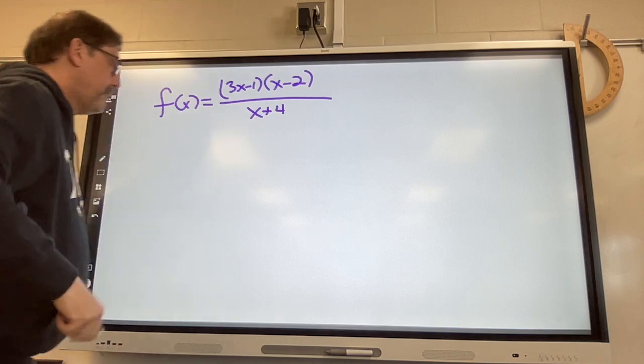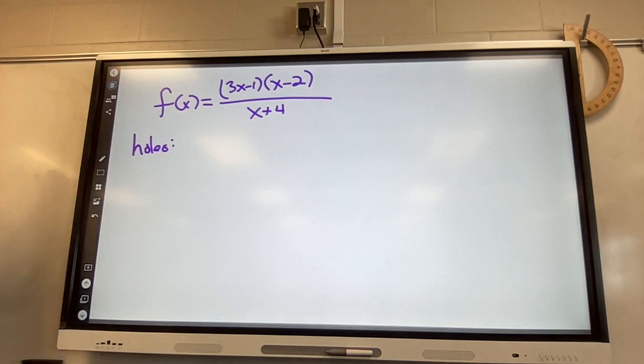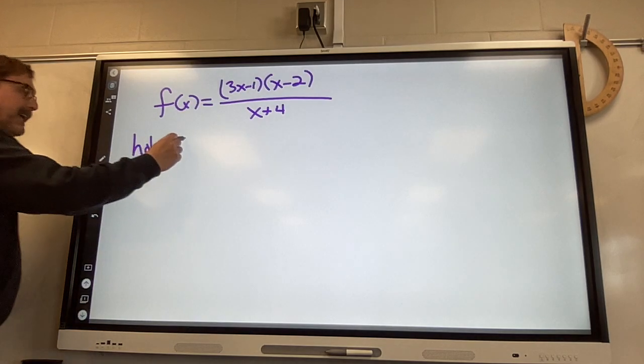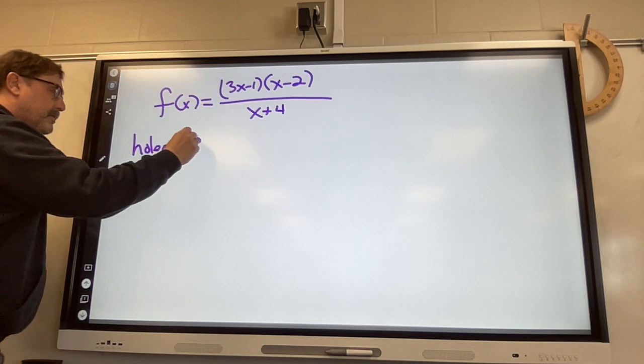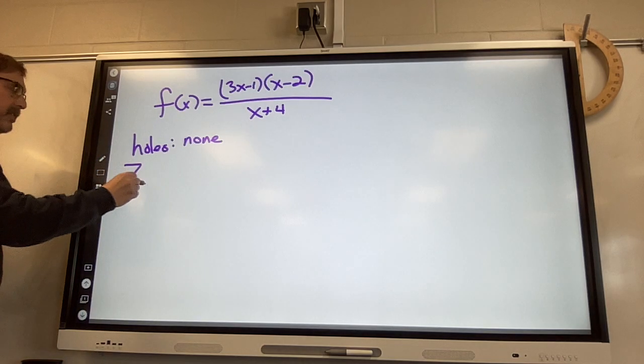All right. It says holes in the graph. Have you yet been taught what a hole in the graph is? No, there's no holes on this one. I'll teach you once we get to one. None. There are no holes in the graph. The order I had that is zeros.